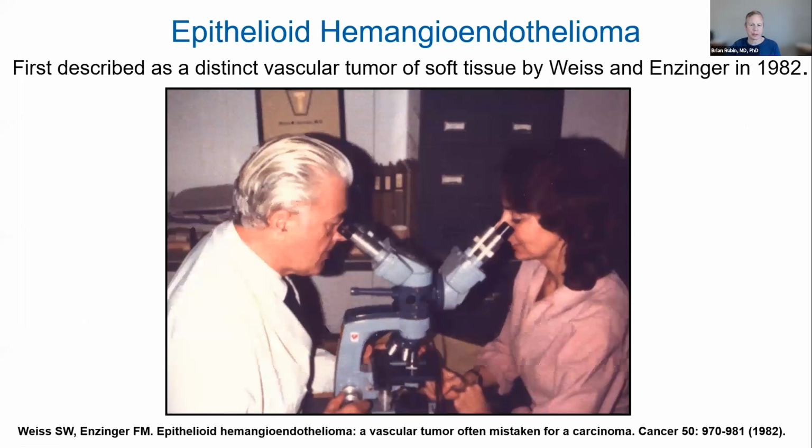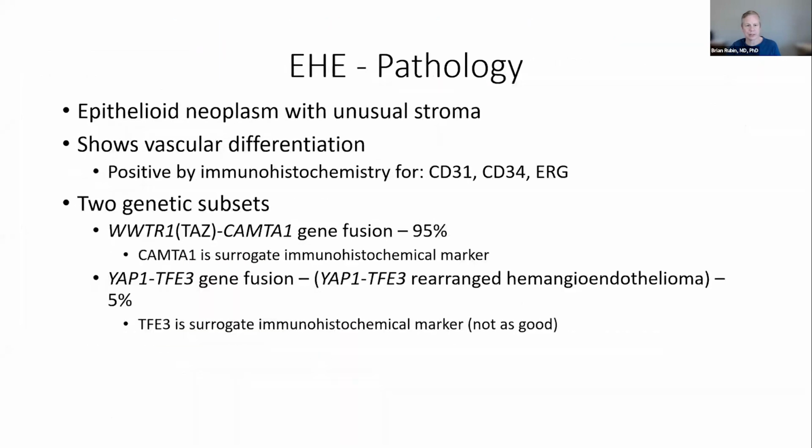I do want to show you a picture here. This is something I put in. This is Franz Enzinger on the left and Sharon Weiss. These are the people who described EHE. They're essentially the original folks who described that disease. I didn't get to know Franz well during his career. He's a pathologist. I met him once. I did get to know Sharon very, very well. She was down at Emory and University of Michigan for a number of years, and is one of the most influential people in pathology diagnosis.